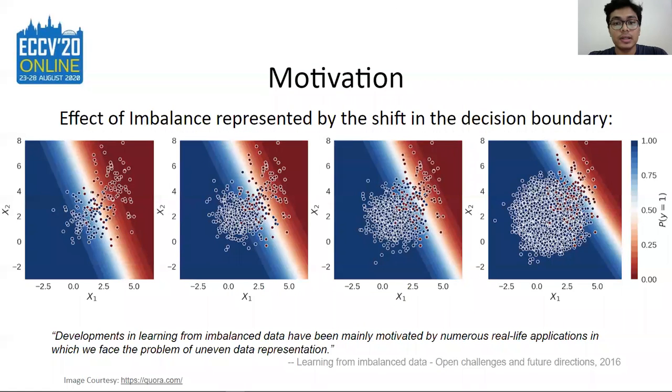Deep learning is enjoying enormous success in solving computer vision tasks. But these models are vulnerable to imbalanced data, which makes the learning unreliable and biased. Imbalance in data cannot be avoided and is encountered while solving almost every real-life problem, from medical image analysis to self-driving cars. The figure illustrates how from the left to the right, the decision boundary shifts as the imbalance in the data increases and the classifier tends to classify almost everything as the majority class samples.